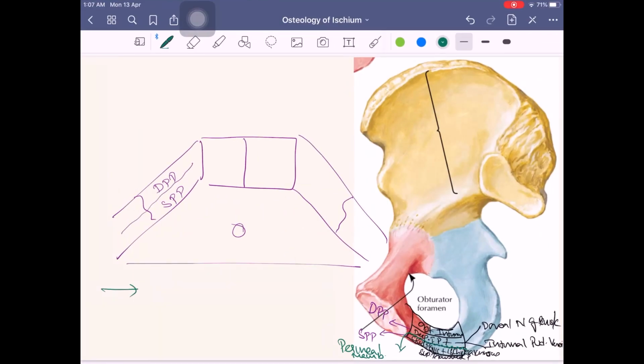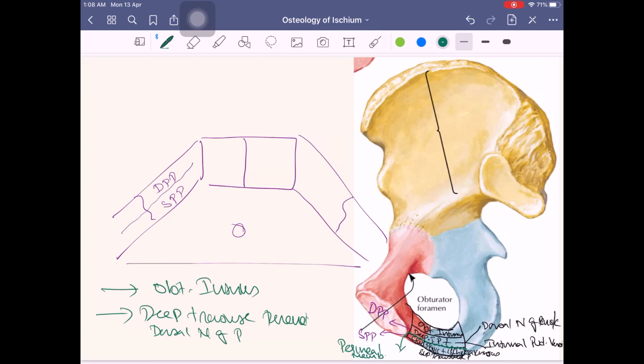You want me to write down here again? So your upper one is obturator internus, the middle one is your deep transverse perineum, and the nerves which are related are your dorsal nerve of penis and clitoris and your internal pudendal vessels, and more lower down, which should be number 3.